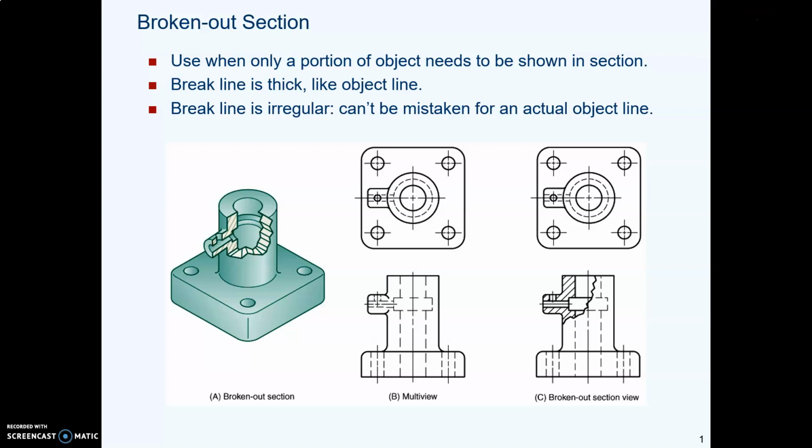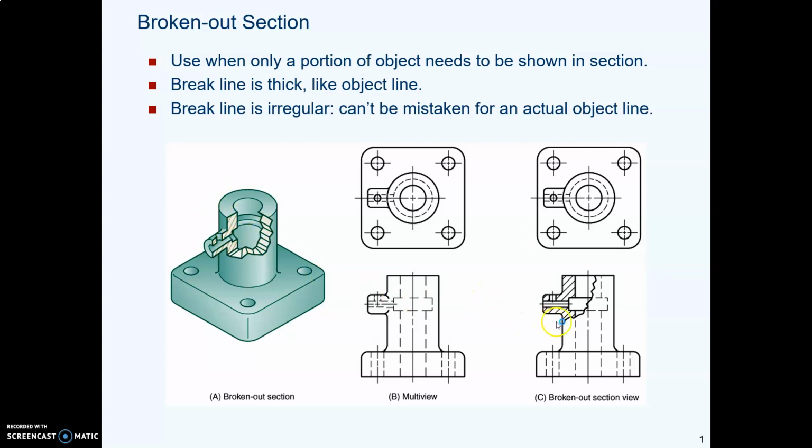I want to show you a kind of section you can use when nothing else seems to work. It's kind of the miscellaneous category of the section world, and it's called a broken out section. It's useful when you don't need to do an entire full section or an entire half section, you just need to show some little place on your object. I like to think of it as taking a bite out of the part, which this illustration kind of illustrates here.